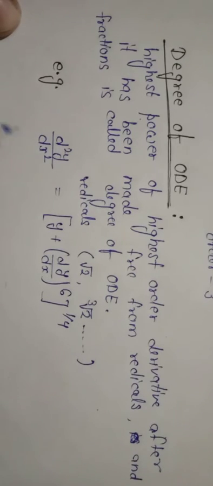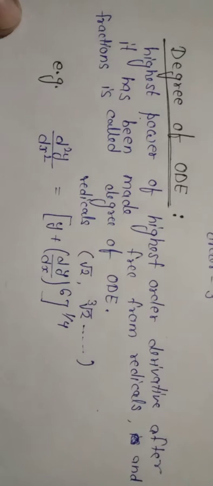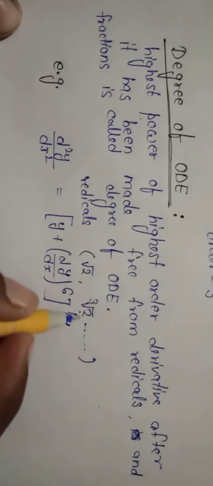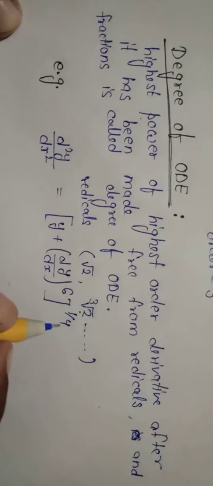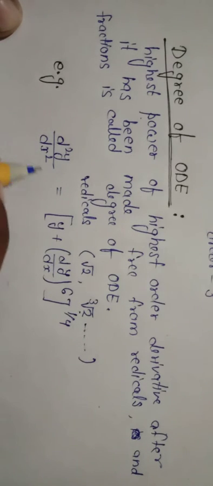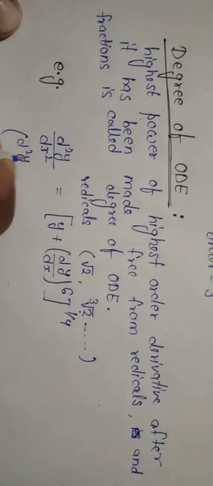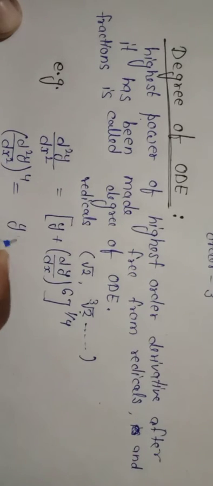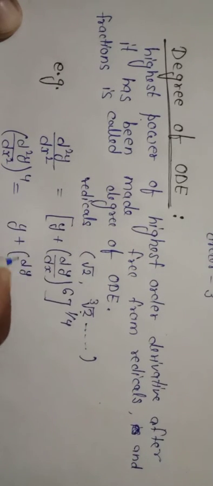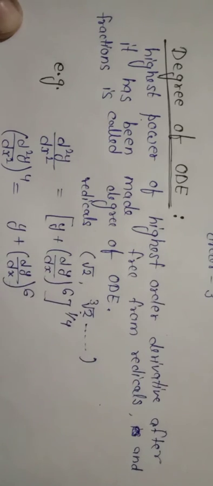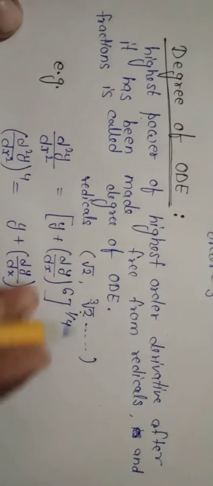So, I am taking one example to determine the degree of ordinary differential equation. Here you can see this 1 by 4 is a fractional term. So, we have to remove this. And how we can remove this? We will take the power 4 on both sides. So, what it gives? d2y by dx2 raised to power 4 is equal to y plus dy by dx raised to power 6. Now you can see the fractional term is removed.